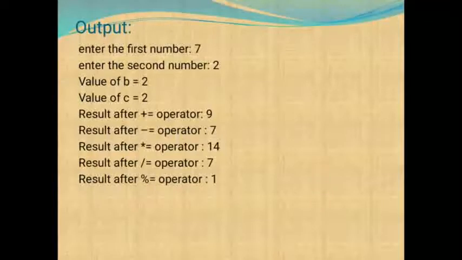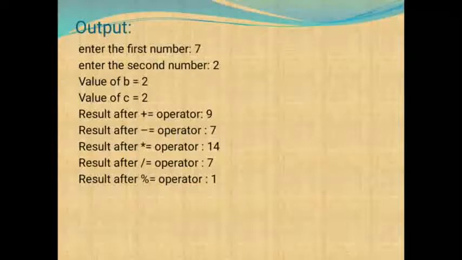Then after the shortcut subtraction assignment operator, the value will be 7, because A is 9 and 9 minus 2, the value of B, is 7. Similarly for the multiplication operator, the value of A is presently 7, so 7 into 2 is 14. Now the result of the division assignment operator: the current value of A is 14, so 14 divided by the value of B, which is 2, the answer is 7.